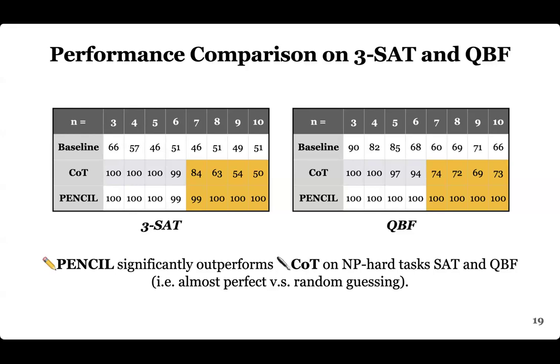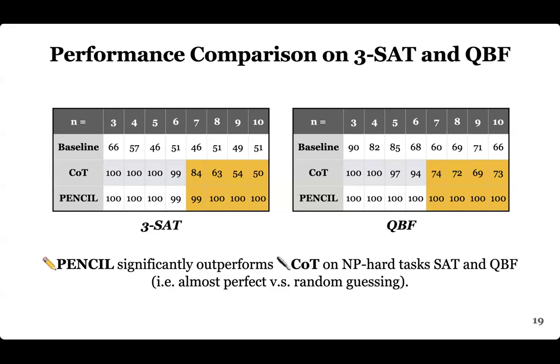As we can see from this table, when n is not too large, both chain of thought and PENCIL can achieve almost perfect performance, whereas the baseline performance is very low. It's just like random guessing. But when the size of the problem becomes very large, for example, when n becomes 10, the performance of chain of thought degrades dramatically, and PENCIL can maintain almost perfect performance.